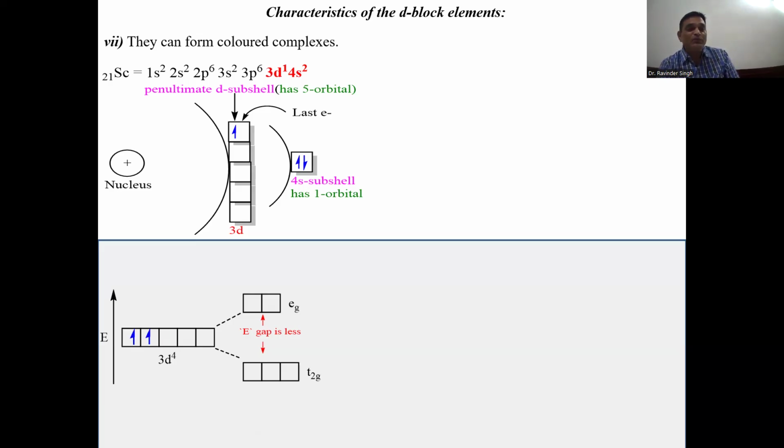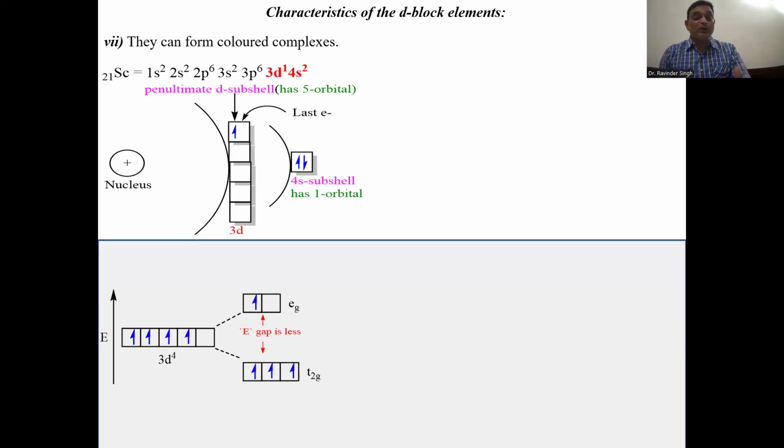Now, for example, consider the d4 configuration. The d4 configuration is of scandium, titanium, vanadium, chromium. But in the case of chromium we also have the d5 configuration. That is an assumption. Okay, if we have the d4 configuration after losing electrons in a particular oxidation state, it means the d subshell has these 4 electrons, and in a polar medium the d subshell splits into two sets. The electrons are present like this: 1, 2, 3, and 4.